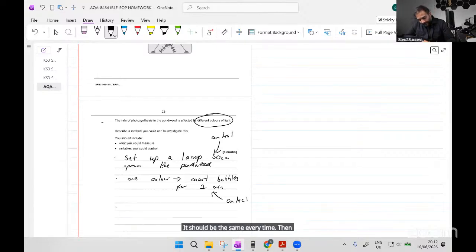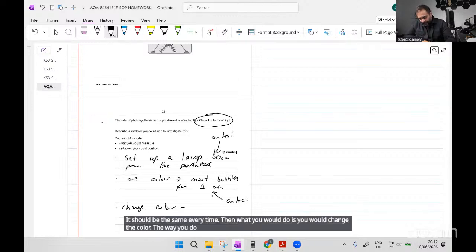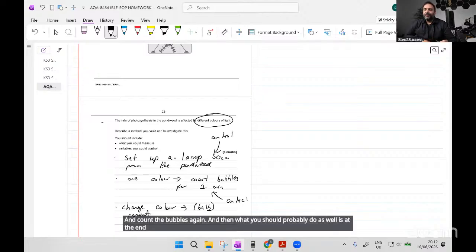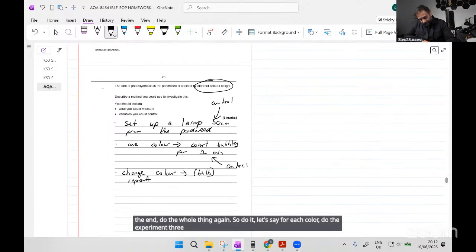Then what you would do is you would change the color. The way you do that, you could say by using a different light bulb, right? You could change the bulb and that'll change the color. And then repeat the experiment and count the bubbles again. And then what you should probably do as well is at the end do the whole thing again. So do it, let's say, for each color, do the experiment 3 times and calculate a mean. That's always a mark for one of these questions.